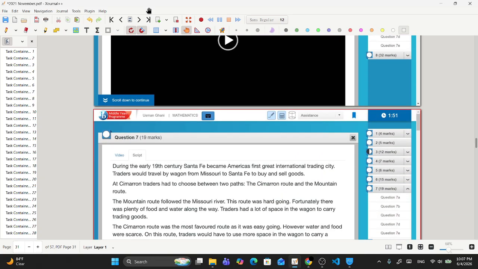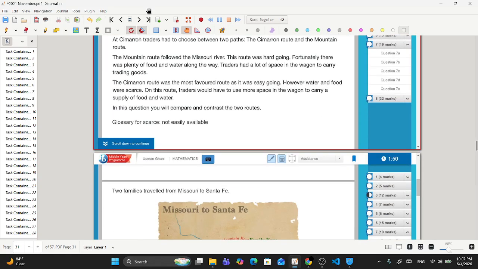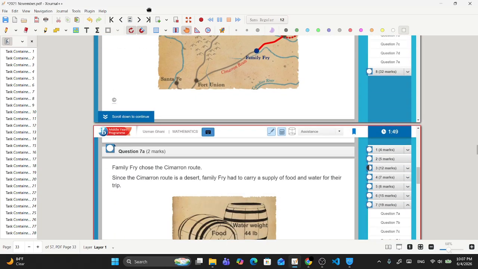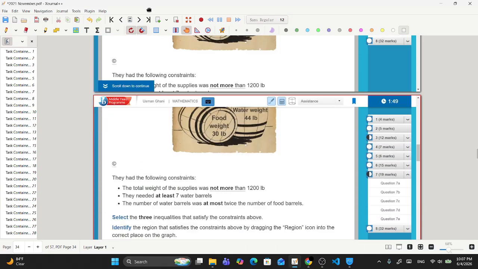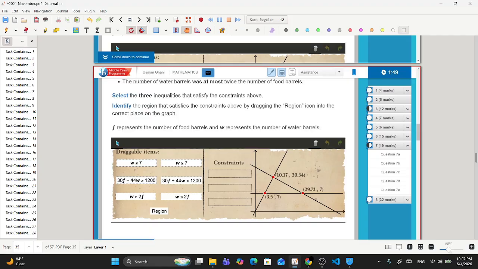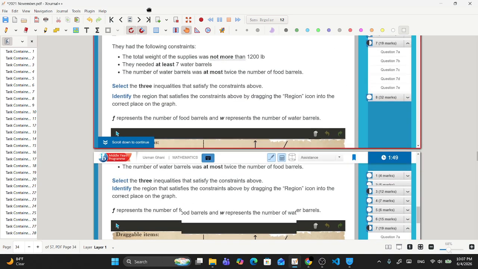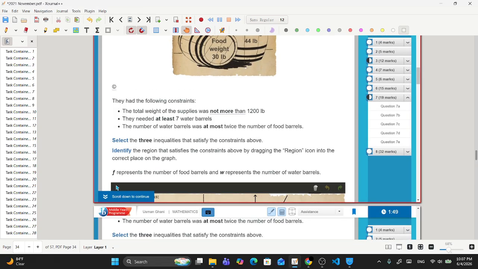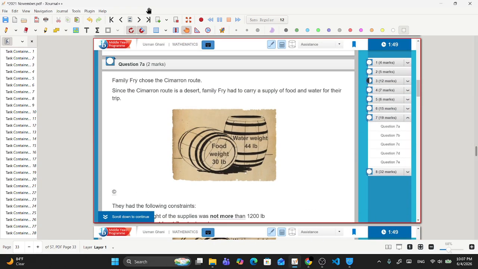Okay, there's no need to read it right now. This is just going to cost you all a lot of time. Okay, let's try to start reading it from here. They had the following constraints. The total weight of the supplies was not more than 1200 pounds. They needed at least 7 water barrels. The number of water barrels was at most twice the number of food barrels. Okay, I think we might have to read it somewhat.